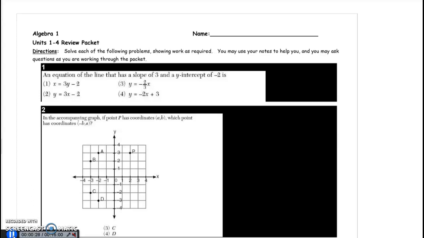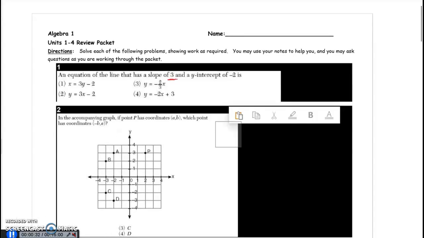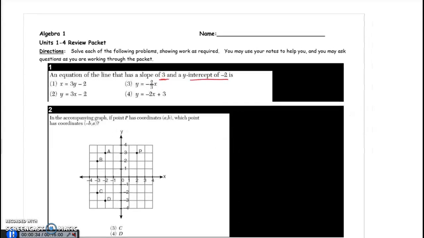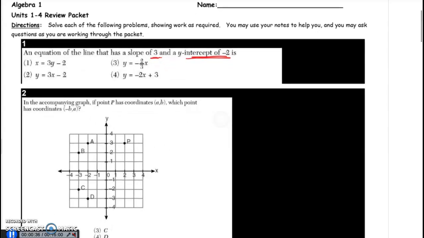So the first line, they want you to write an equation of the line that has a slope of 3 and a y-intercept of -2. Okay, so this one should hopefully be pretty easy because we know it should be in the form y equals mx plus b, where m is your slope. So we're just going to plug that in. And then b is your y-intercept. So you can put plus -2 or -2. So that would give an answer of 2 here.